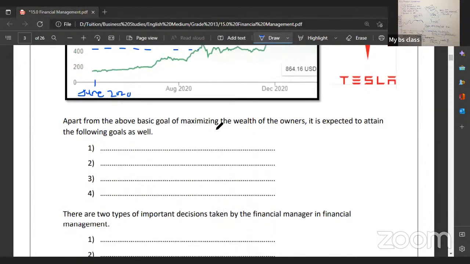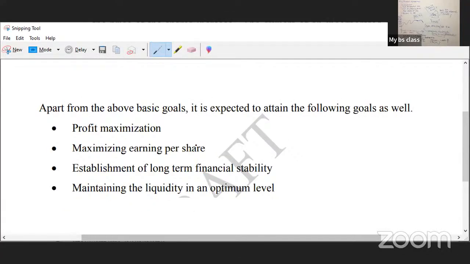Apart from the above basic goal of maximizing wealth, it is expected to attain the following goals as well. Shall we write the rest of the things? Profit maximization, maximizing earning per share, which I'll explain right after this, which we know as EPS, and also long-term financial stability, and maintaining liquidity at an optimum level. Liquidity means you have proper working capital, which means you have the ability to pay your day-to-day payments, right? So your cash handle.